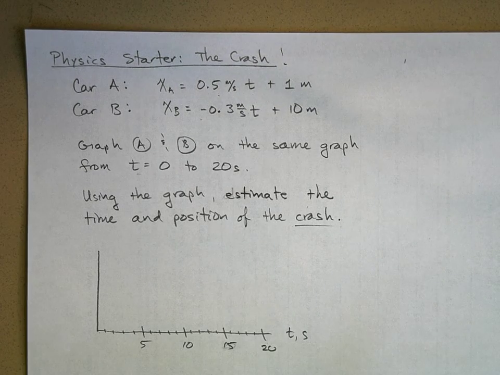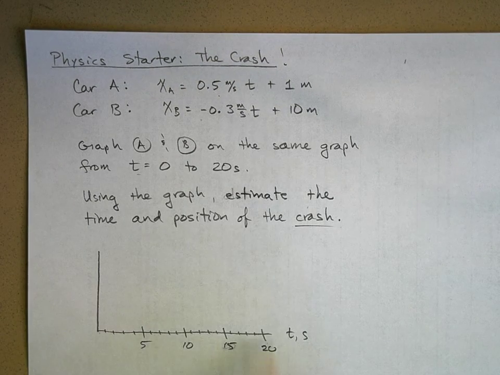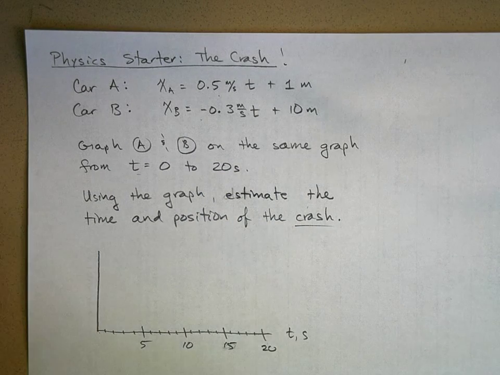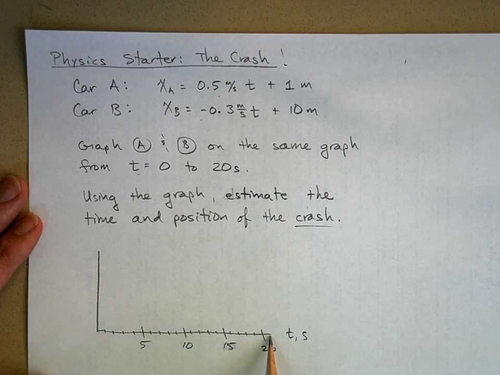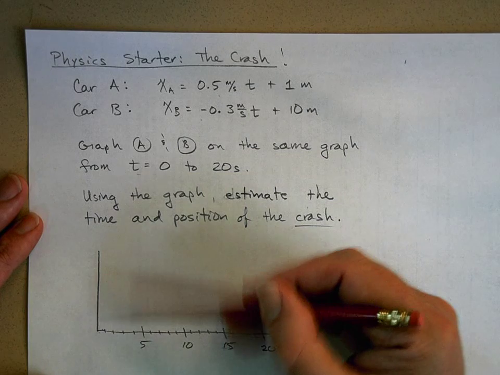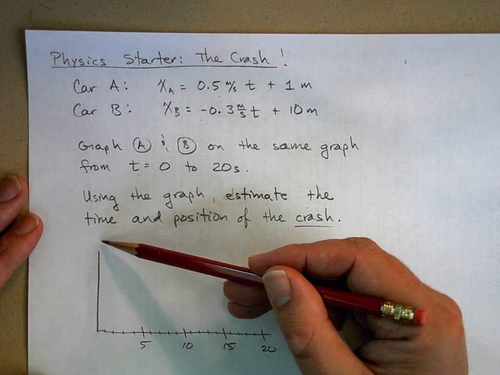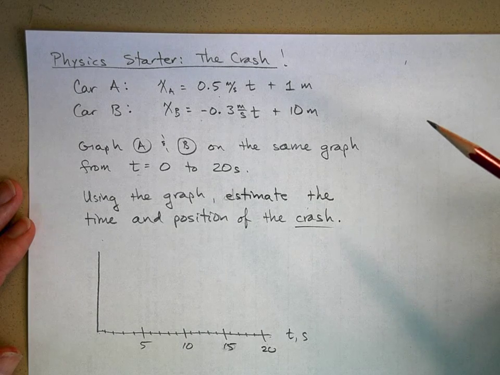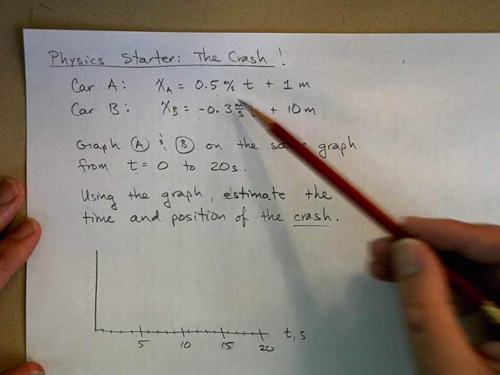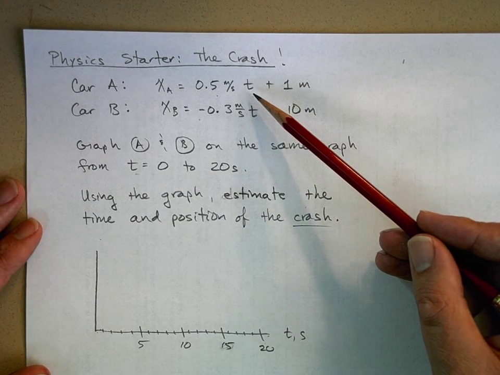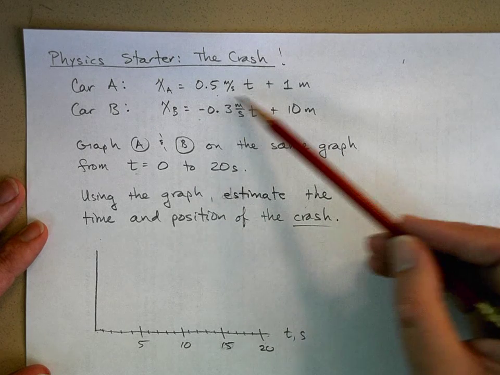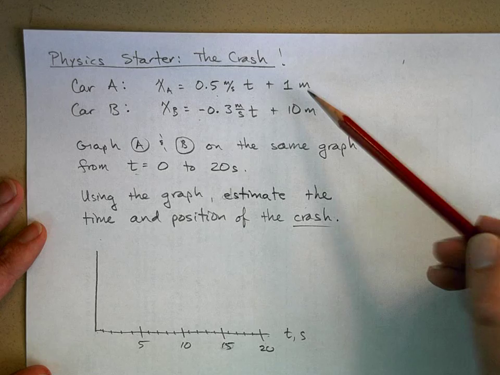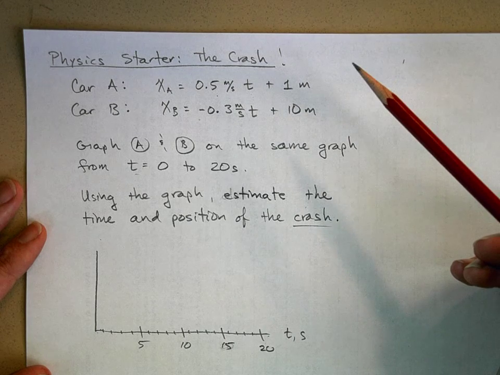So I already kind of got started here. Here's my time axis. This will be my position axis. But I know I want to go from 0 to 20. But how far do I need to go from the origin up here? Well, the way you do that is you plug in your maximum value for time. And if I plug in 20 seconds right here, well, 0.5 meters per second times 20 is 10 meters, plus 1 meter is 11 meters. So I need to at least go 11.